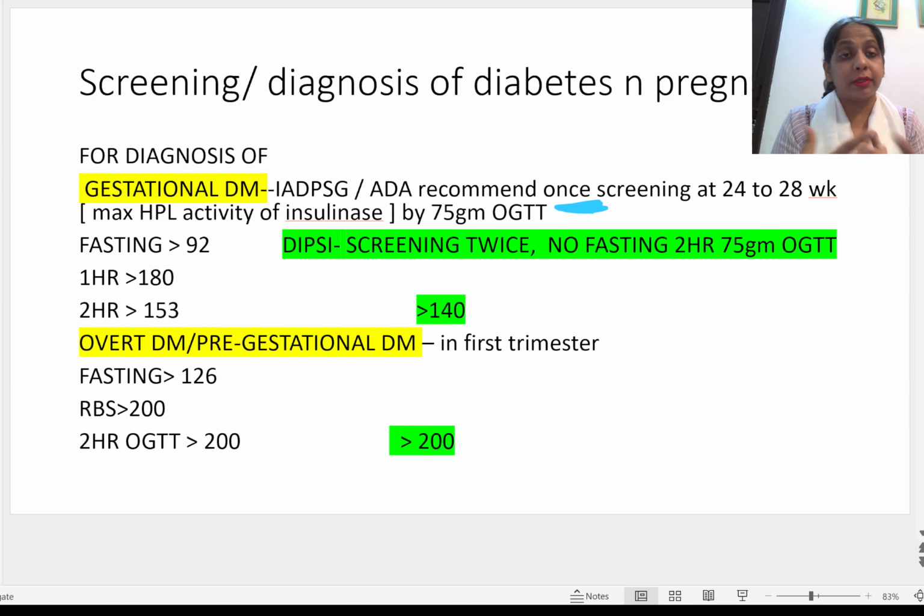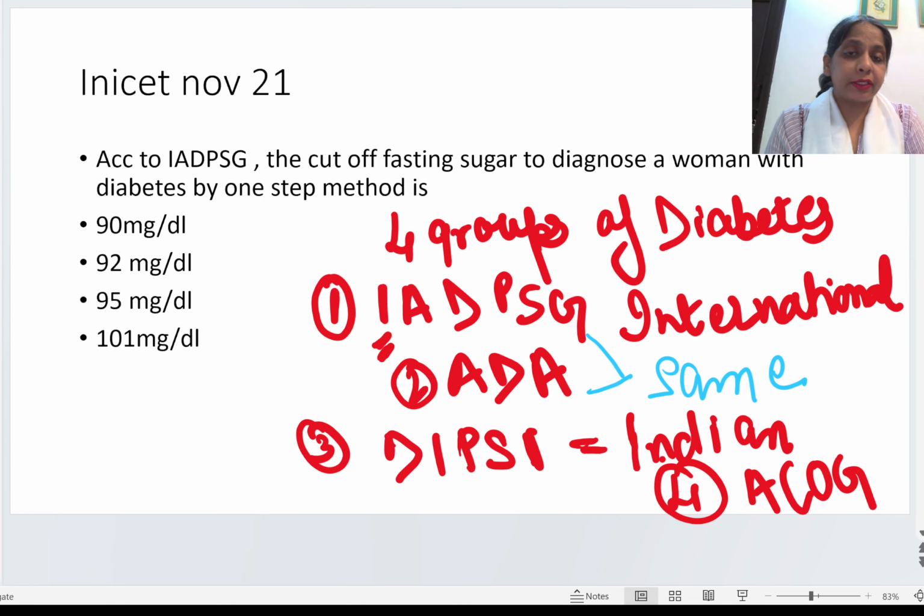So as you are seeing, DIPSI is more practical, so in India we follow DIPSI, but questions are asked, so you should also know this. Here the question was, according to IADPSG, the cutoff fasting sugar to diagnose a woman with diabetes by the one-step method. One-step method, I will tell you why they are saying one-step method. So the answer here is, see, they have given values very nearby, 92, 90, 95. So you should remember the exact value.